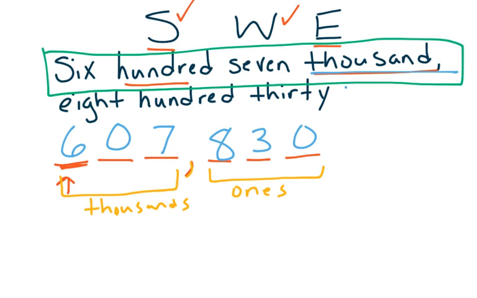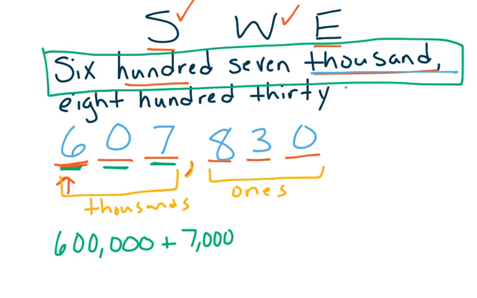My 6 is in my hundred thousands place, so it's worth 600,000 plus. I don't have to do anything for my 0, so I can skip that. And I move over to my 7, which is in my thousands place, and that 7 is worth 7,000. Add my plus sign, and I move on to my next number, which is my 8, and that's in the hundreds place of my ones period, so that's worth 800. Plus my 3 is in my tens place of my ones period, and that's worth 30. And that's my expanded form.